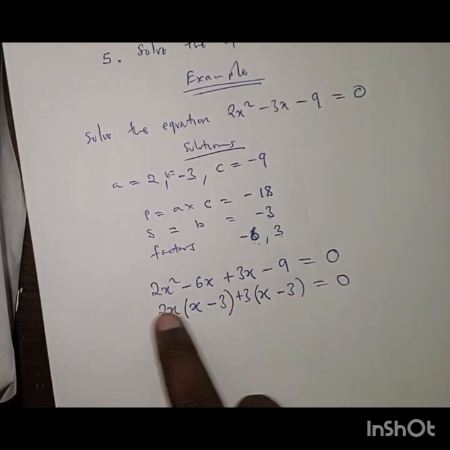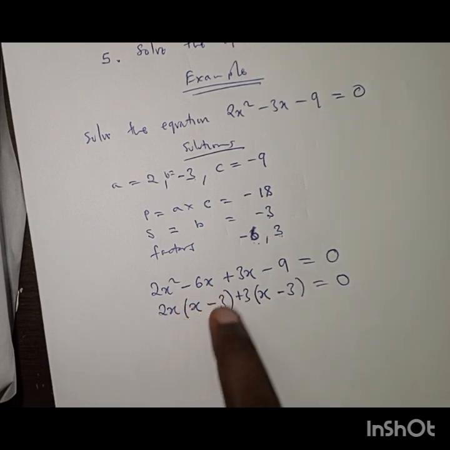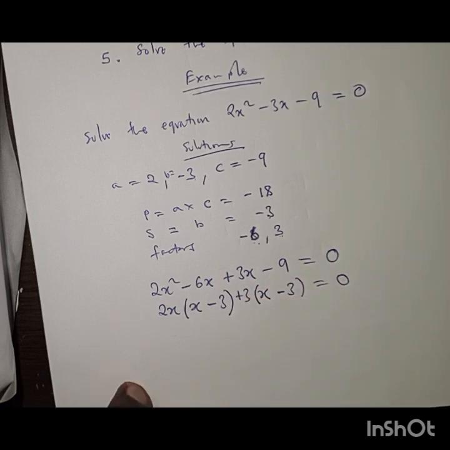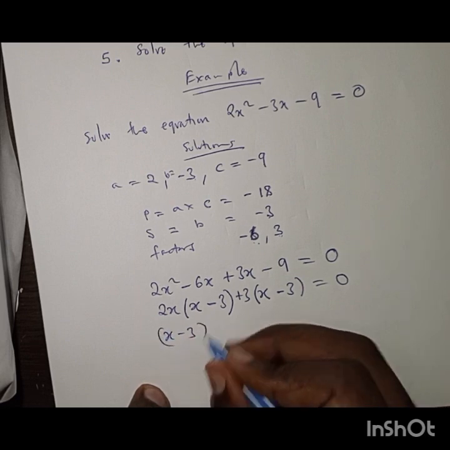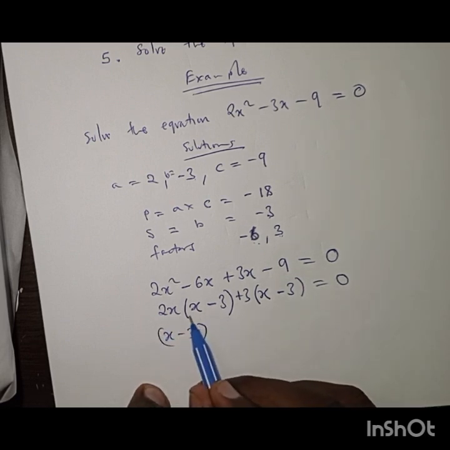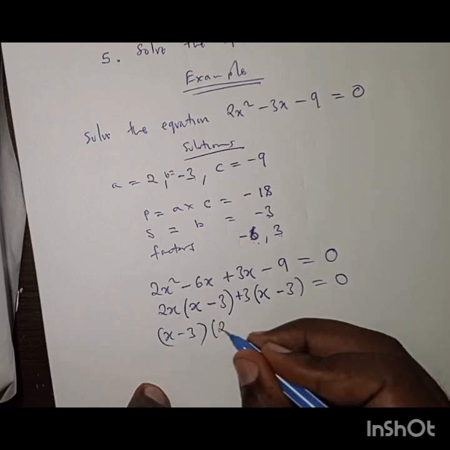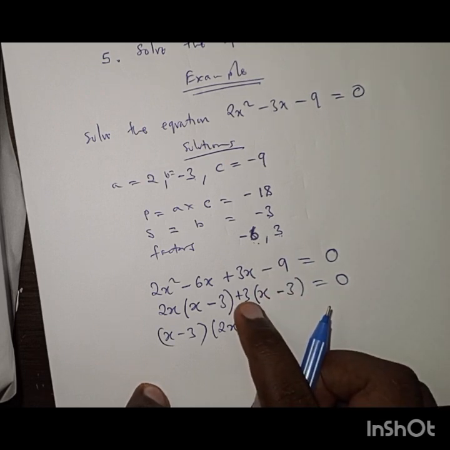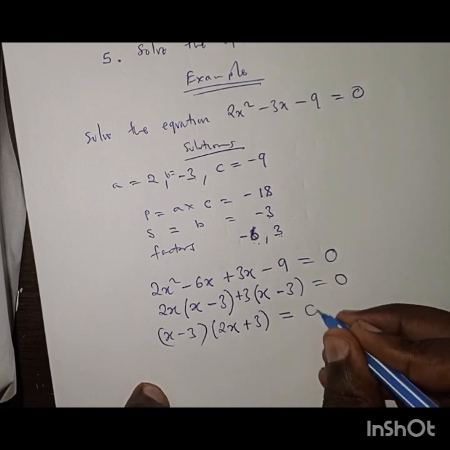Okay, so if you look at this expression here, we can see that there is x minus 3 here, and there is x minus 3. So the x minus 3 is common. So again, we divide out x minus 3. Okay, so x minus 3 is common. You divide out. So here, if you divide out x minus 3, we are going to remain with 2x. So we have 2x. And here, if you divide out x minus 3, we are going to remain with plus 3. So plus 3. So this is equal to 0.